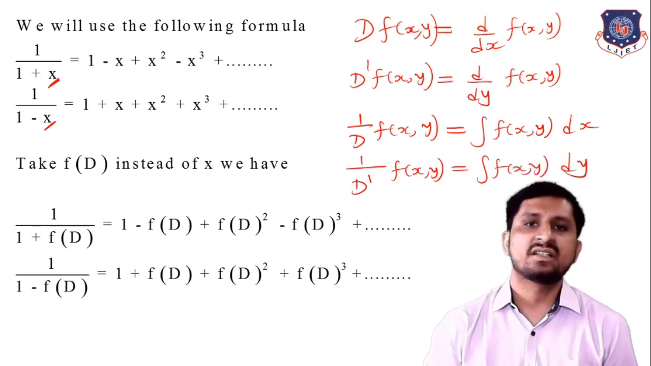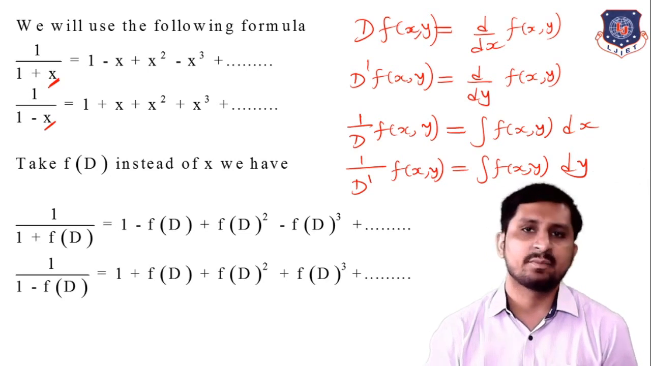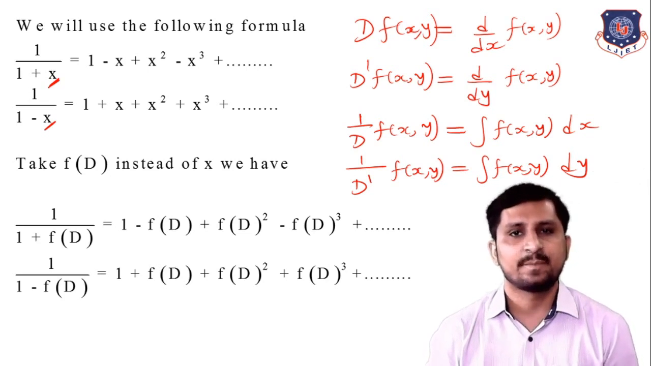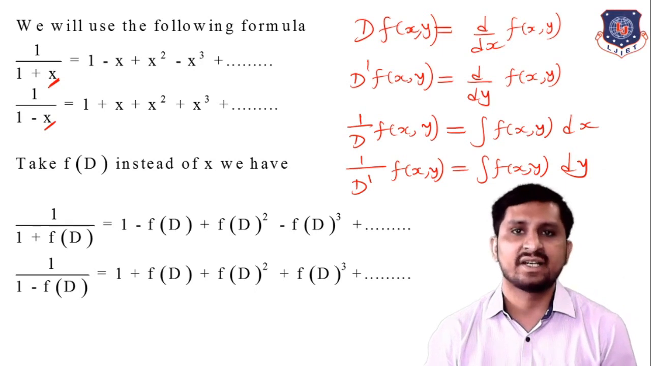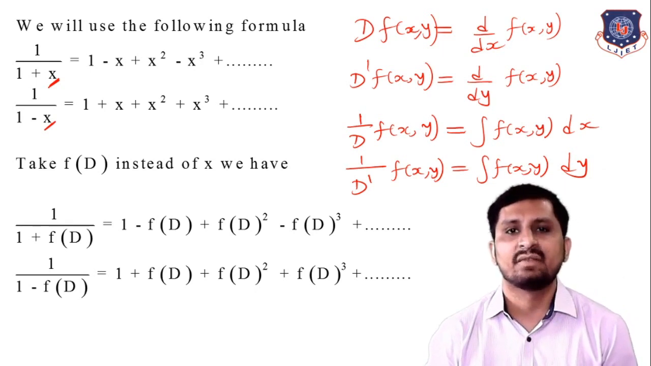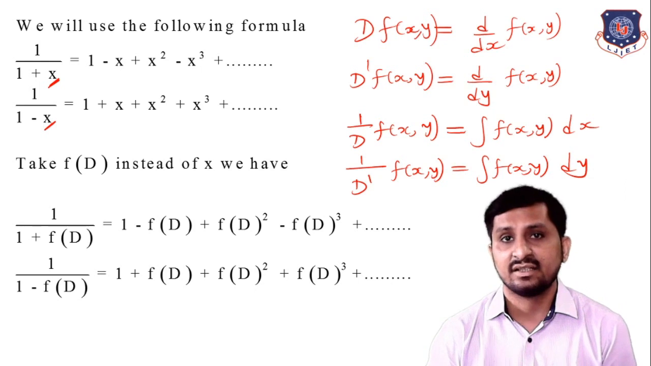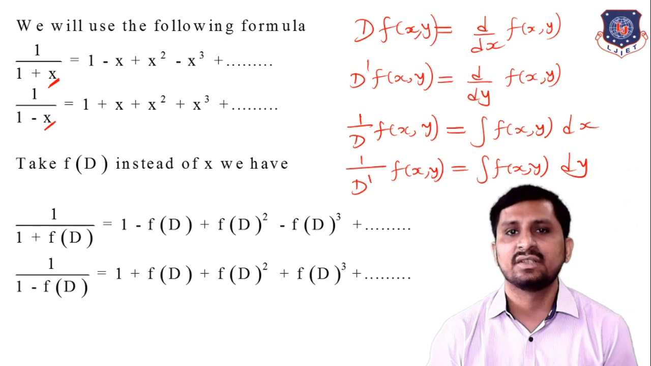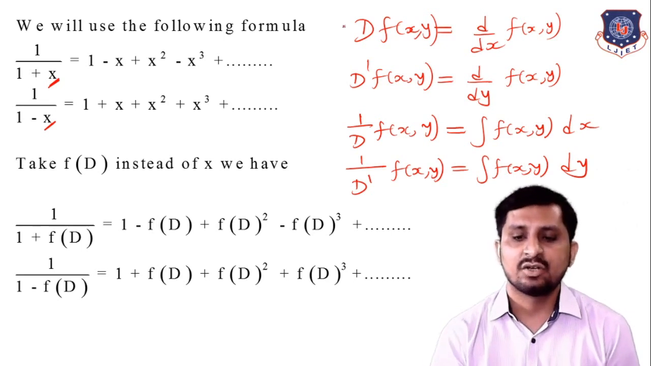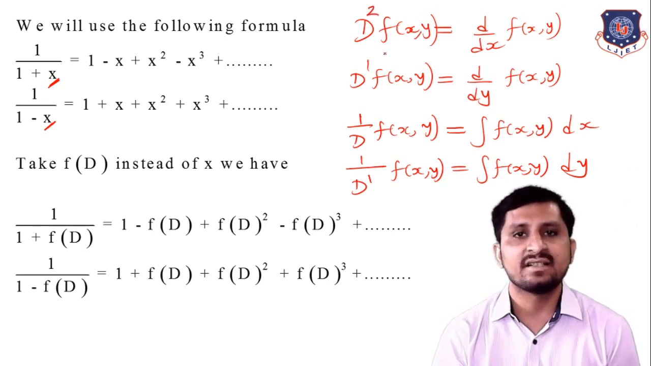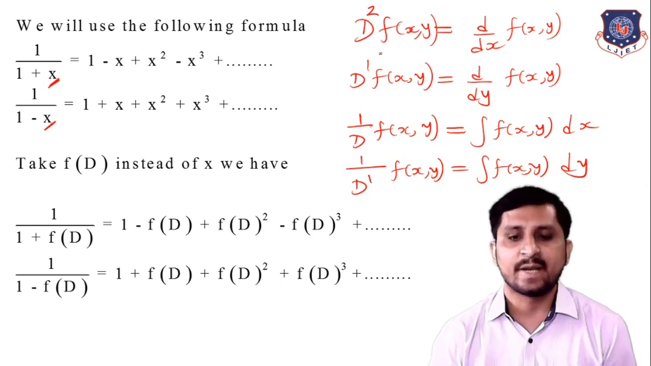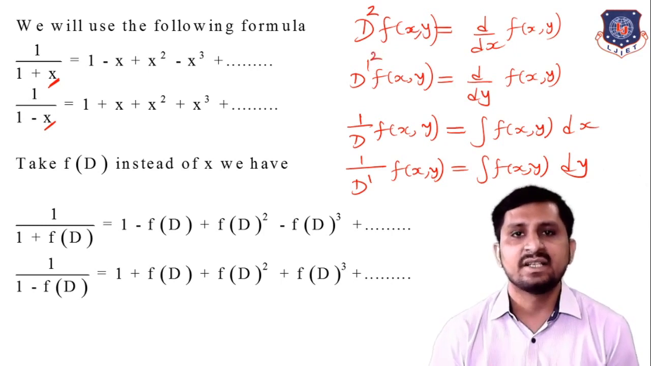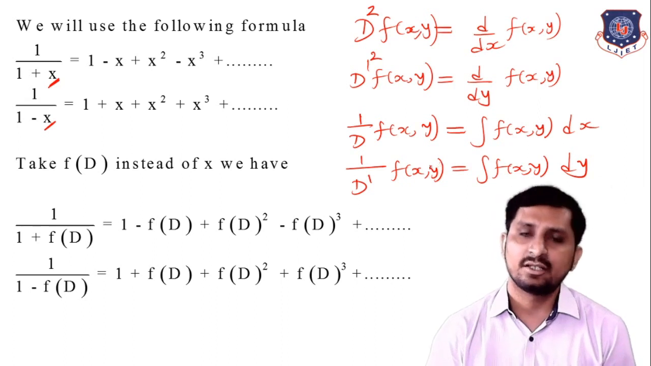So I hope you remember all these formulas: D into f of xy means differentiation of f of xy with respect to x. D dash into f of xy means differentiation of f of xy with respect to y. 1 upon D into f of xy means integration of f of xy with respect to x, and 1 upon D dash into f of xy means integration of f of xy with respect to y. Now suppose D square f of xy, that means you have to differentiate 2 times with respect to x. Suppose D dash square, that means you have to differentiate with respect to y 2 times.